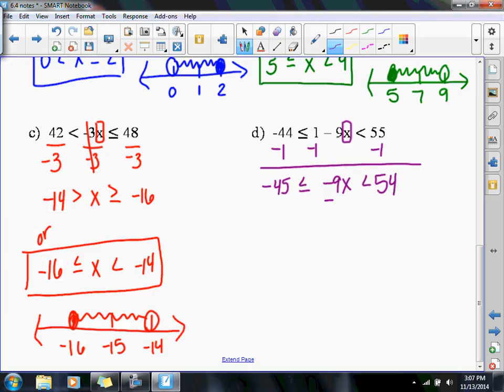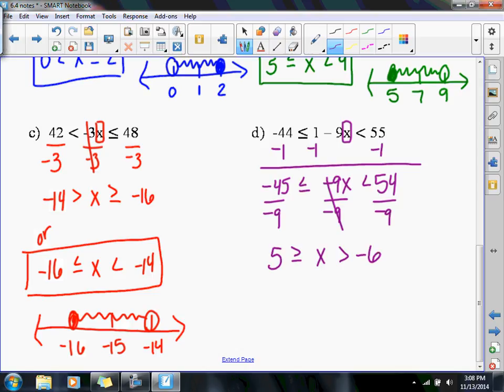Then I have to finish solving for x by dividing everything by a negative 9. So again, since I'm dividing by a negative, I'm going to have to flip my inequality signs. So 45 divided by 9, that's going to be a 5. Instead of less than, I'm going to want greater than or equal to. The x will be by itself. Instead of less than, I want greater than. And 54 divided by negative 9, that's negative 6.